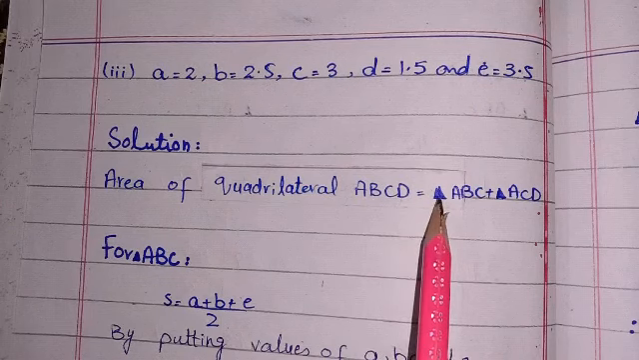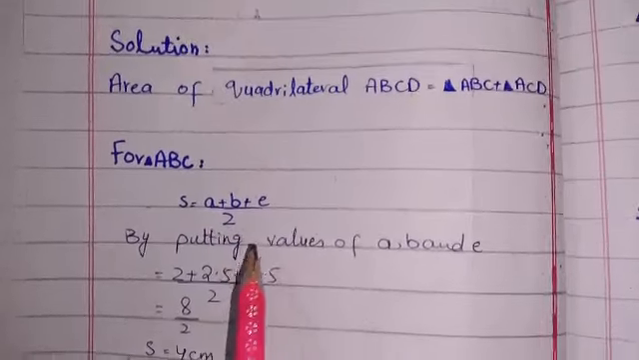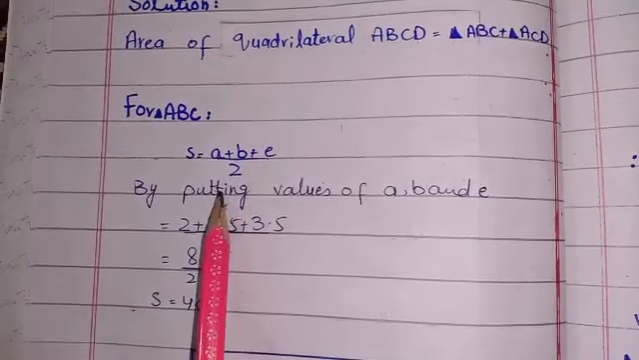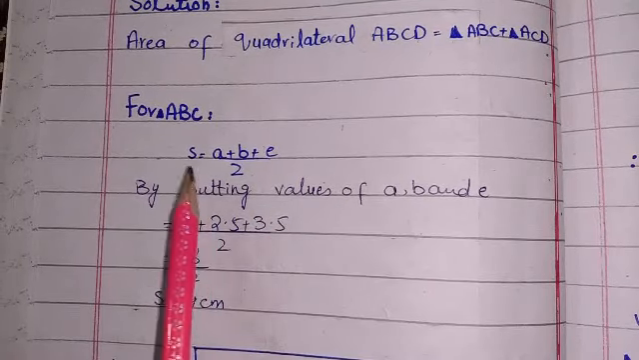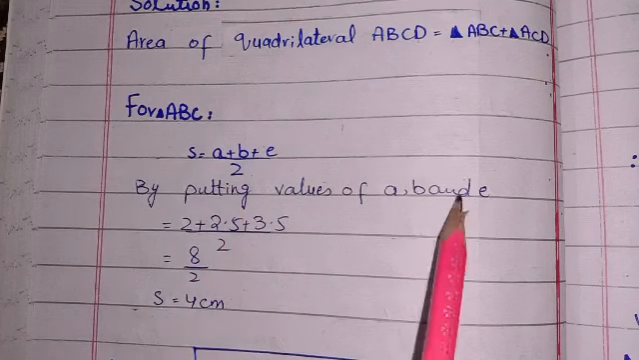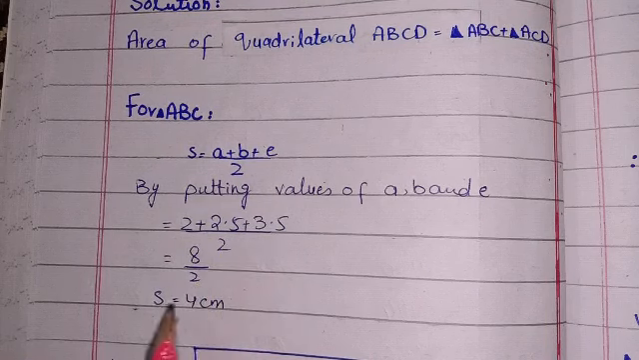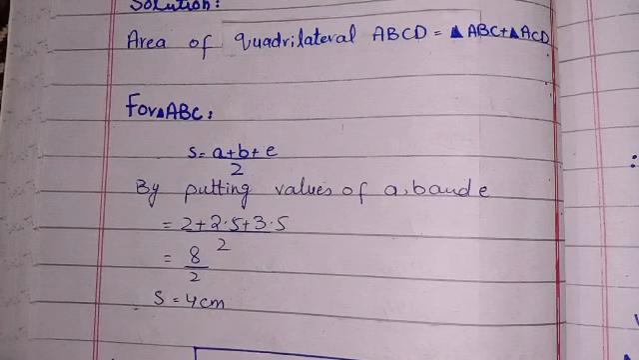Firstly we will find out the area of triangle ABC. So students, let's start. For triangle ABC, first we will find out the value of S. S is equal to A plus B plus E over 2. By putting the values of A, B and E: 2 plus 2.5 plus 3.5 over 2, we got 8 over 2. S is equal to 4 centimeter.